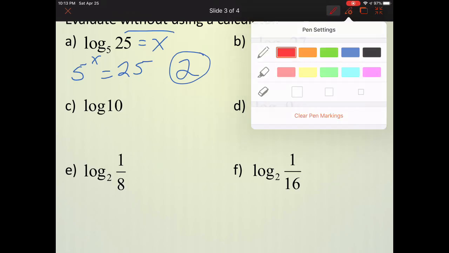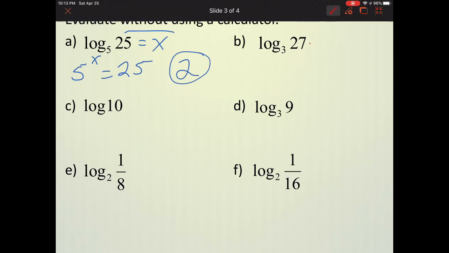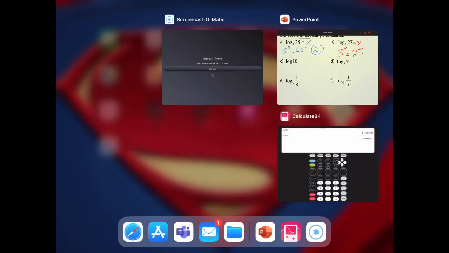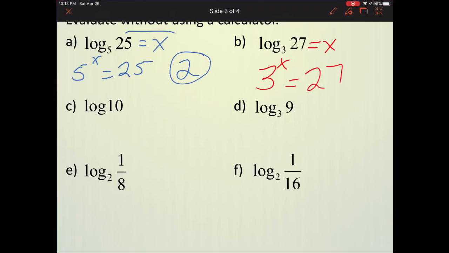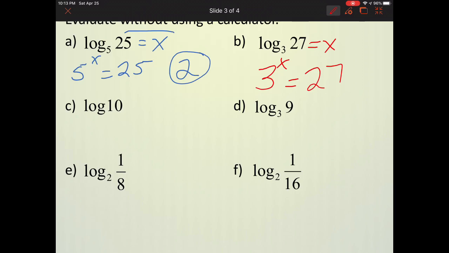All right, let's do this one. Pretend this equals x, so 3 to the what is 27? Let's say that you don't know what that is. Let's go to your calculator, clear it out, and take a guess. 3 to the 2 is 9. What about 3 to the 3? Well, that gives me 27. So we go back here and we do know the answer. It's 3. That's how you do this stuff.